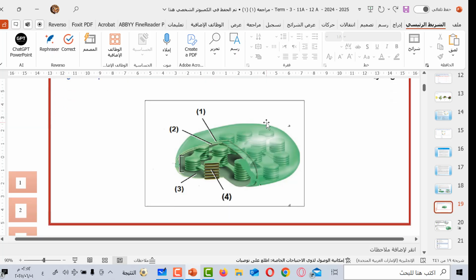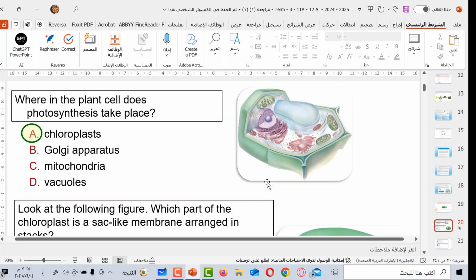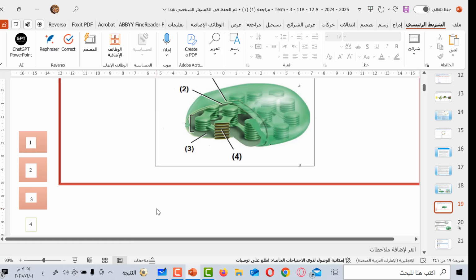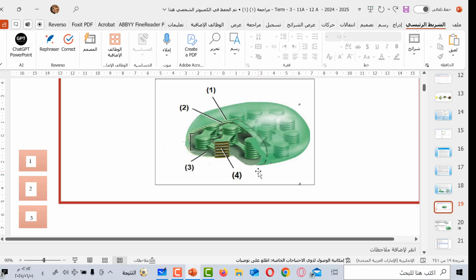Okay, absorbing light. It's the chlorophyll. Chlorophyll where? In the thylakoid. It means not in 1, not in 2, not in 3, but in 4. The 4 is the true one. Okay, but imagine maybe he asked you about 1 or 2 or 3.